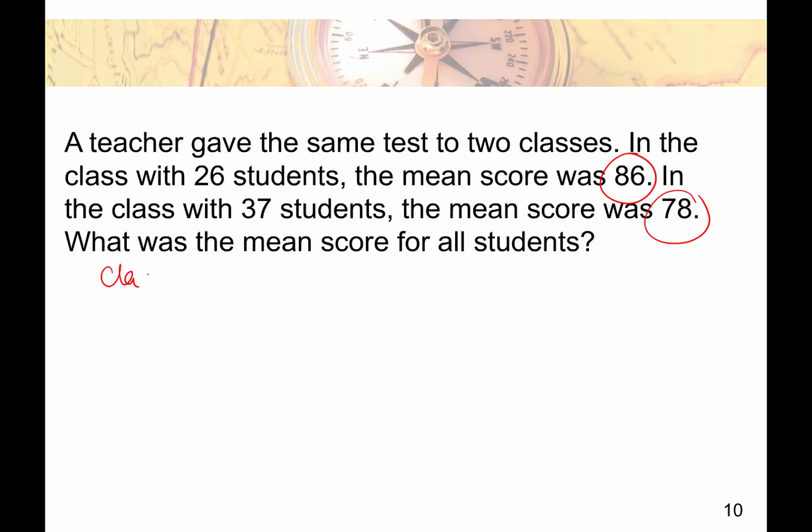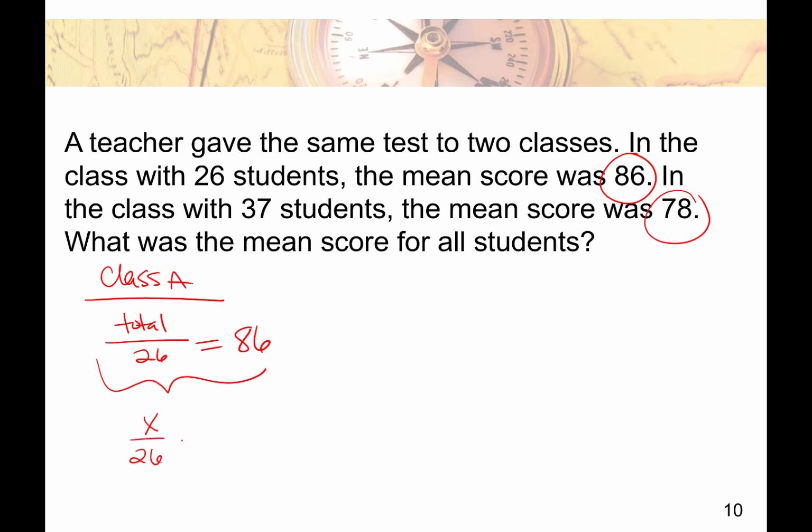So let's first work with Class A. Whatever that total score is, so Bobby plus Joey plus Alice plus Amy, when they all are added together, I'll just call that total. When you divide by 26, which is the number of students, you're going to get 86. I'm going to change that into an algebraic equation. This is x over 26 equals 86. Next, to solve for x, times 26 to both sides. And for Class A, x equals 2,236.